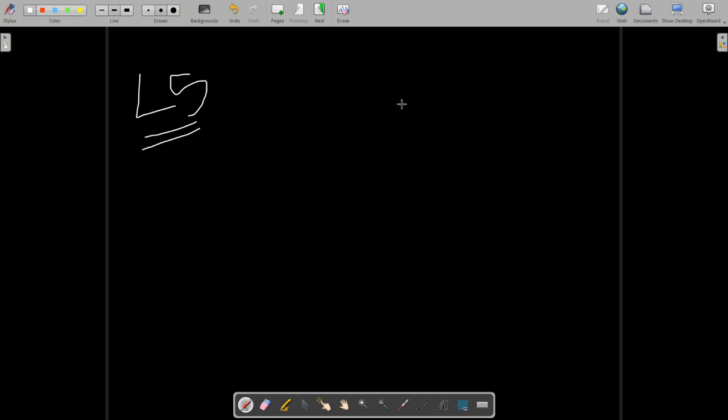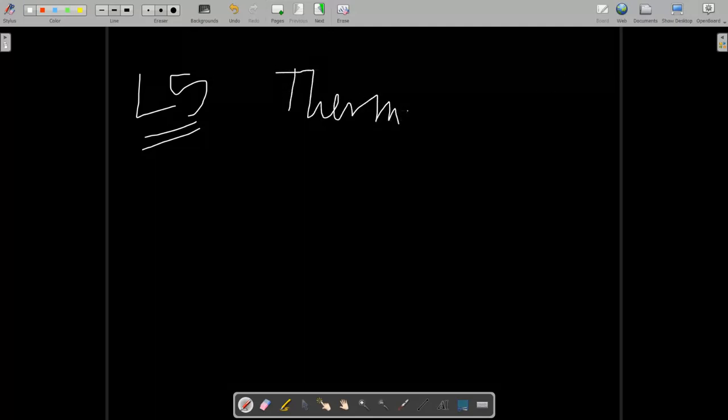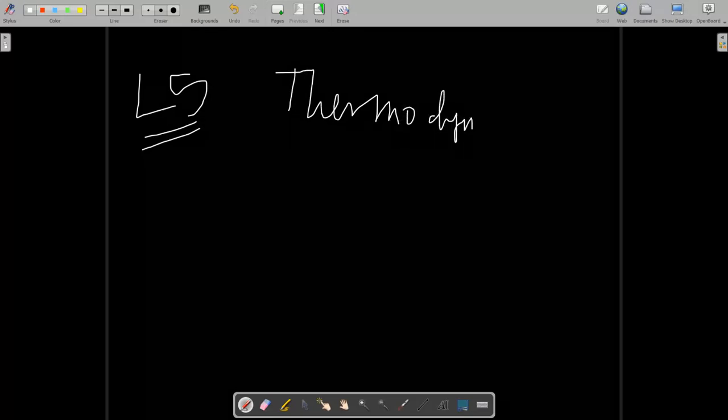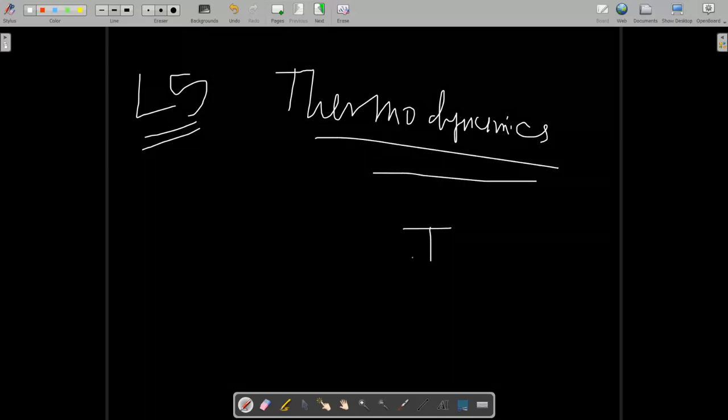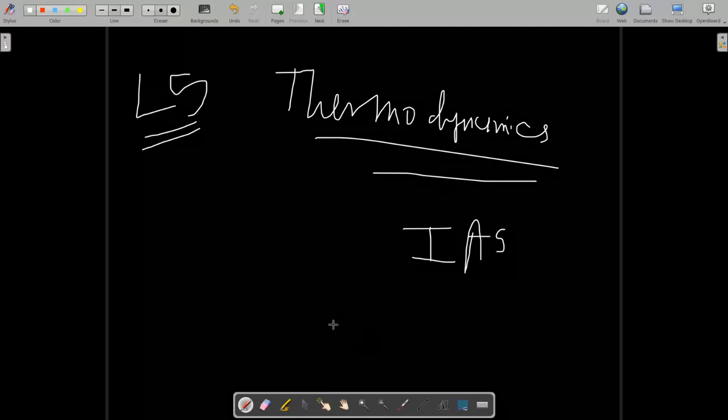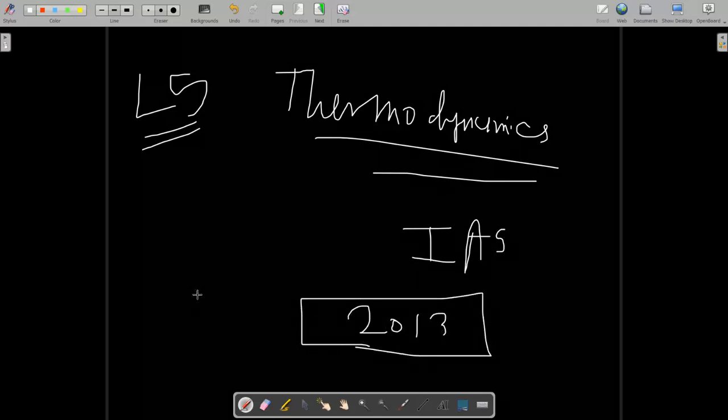The previous year question solution of mains exam of civil service. The subject we have started is thermodynamics. So we are solving mains questions of previous years of thermodynamics subject of the IAS exam. Today it is a 2013 mains question, and this question was asked for 35 marks. So this is very important, but there are some prerequisites before starting the lecture.